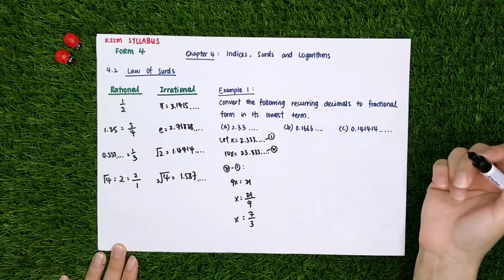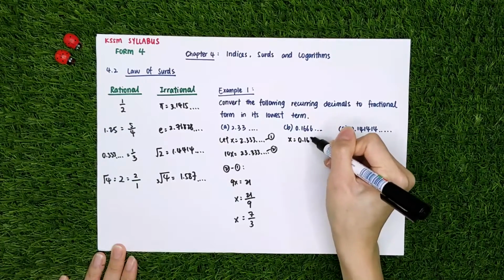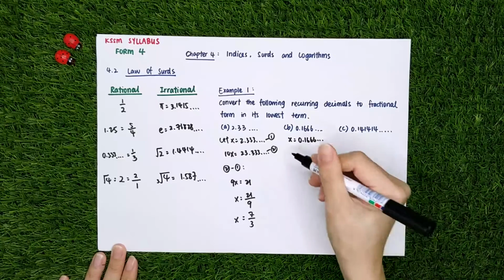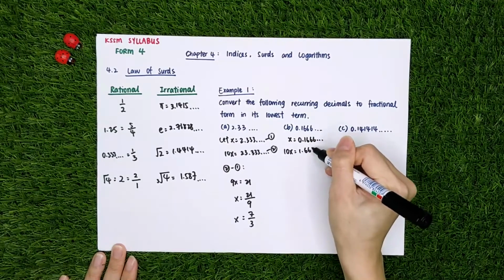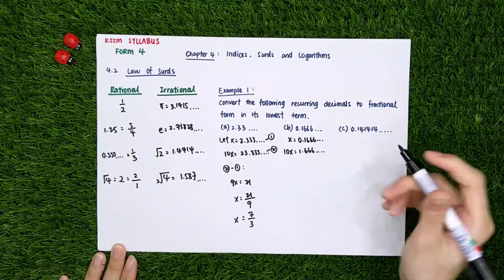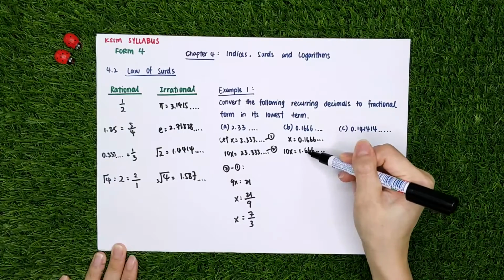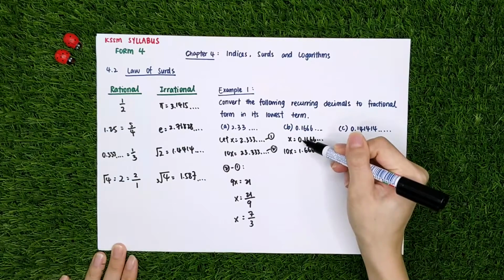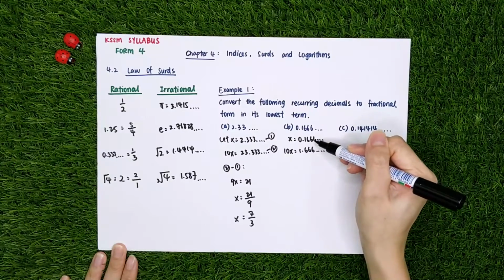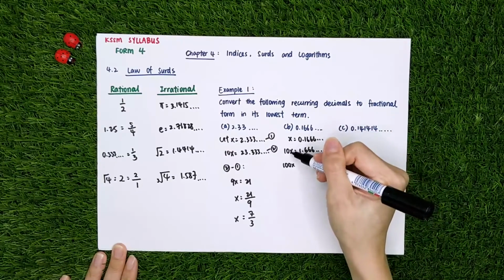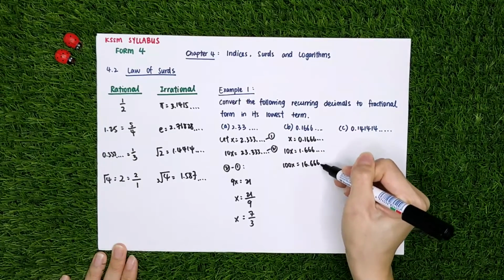And then part B, 0.1666. Same way, I will let x equal to 0.16666 at the back, and I will times by 10, 10x equals to 1.666 at the back. But now I cannot do the same way as here. Why? Because after the decimal point, here is 666, but here after the decimal point there is a 1. If I subtract here, then I will not get a whole number. So I will times by 10 again. I will get 16.666 at the back.